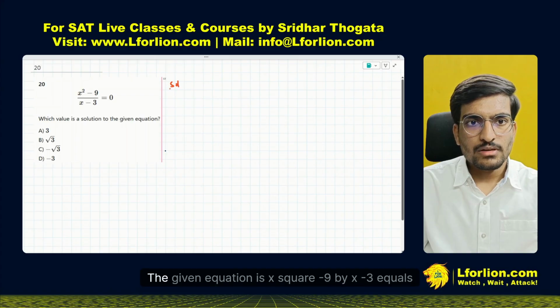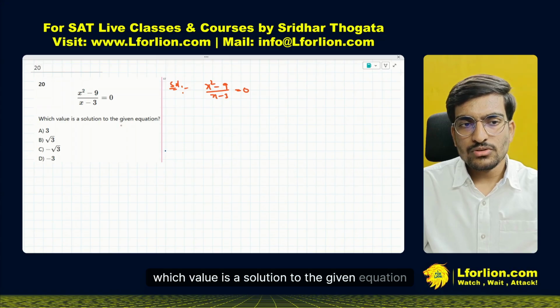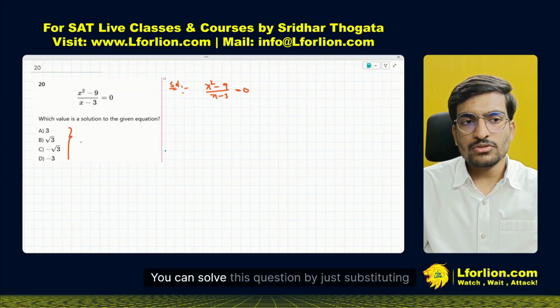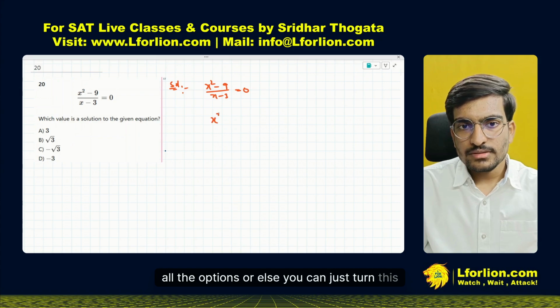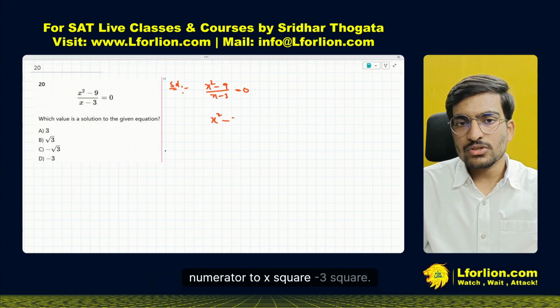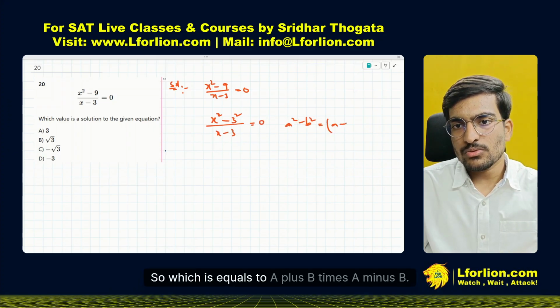So simple. The given equation is (x square minus 9) by (x minus 3) equals 0. Which value is a solution to the given equation? You can solve this question by just substituting all the options, or else you can turn this numerator into x square minus 3 square. So it is in the format of a square minus b square.